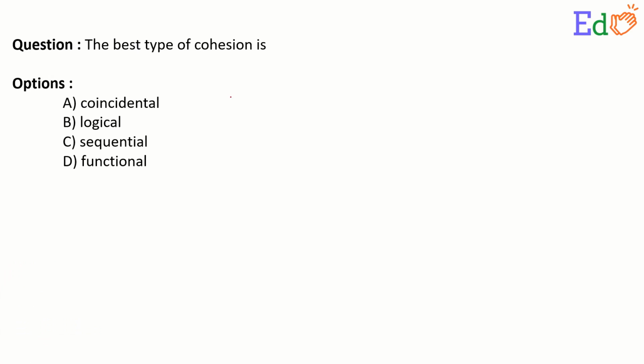The question is, which is the best type of cohesion? The four options are coincidental, logical, sequential, and functional. The correct answer is the functional cohesion.